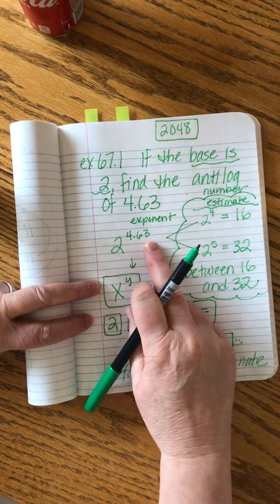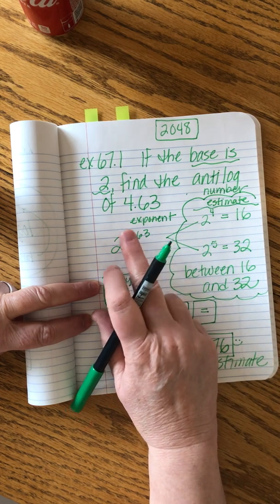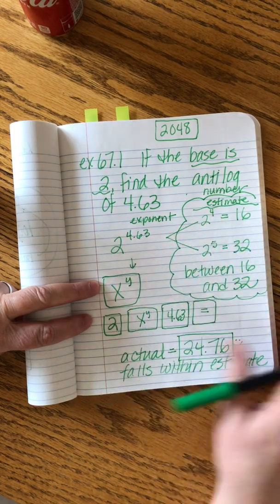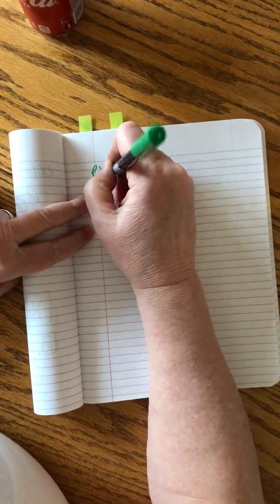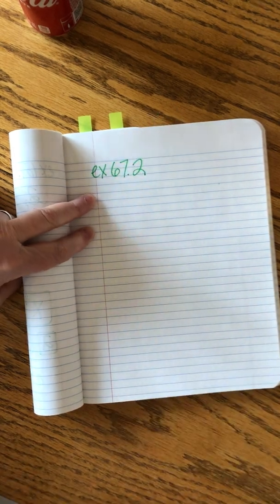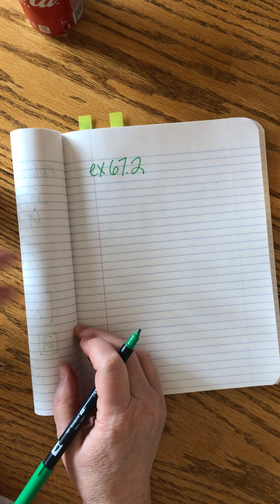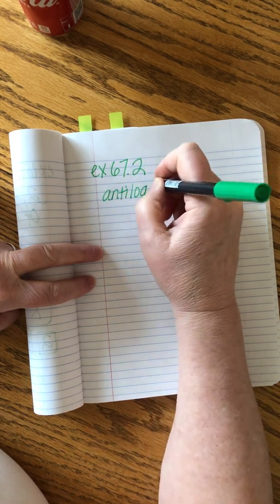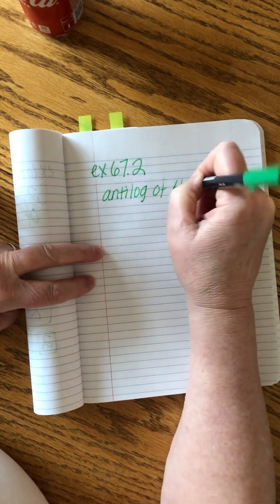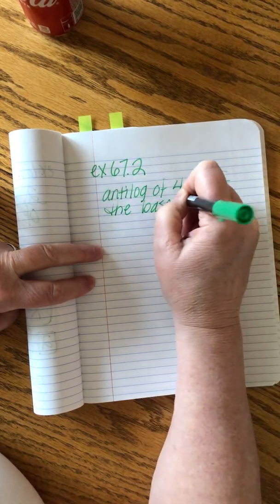These problems are super easy to estimate and answer because we can just round that exponent to a whole number, and that gives us a nice little range. Okay, another problem. 67.2. This time, it says use a calculator to find the anti-log of 4.63 if the base is 10.